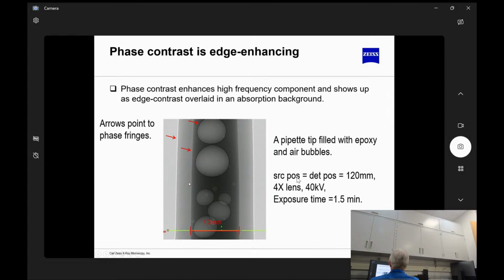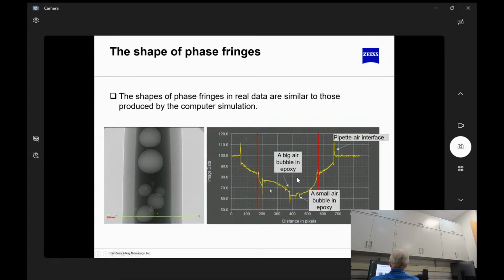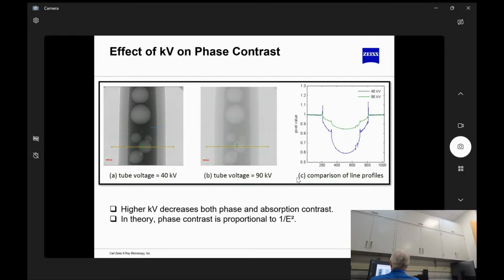Bubbles, we can see those fringes, and in a line profile across this, this is the sort of signal that we see. So remember, I was showing you a line profile for beam hardening before, where it went up, down, etc. Now they do have a phase contrast filter. We don't own it, unfortunately. Okay, and at 40 kV, there's a lot more phase contrast than at 90 kV.